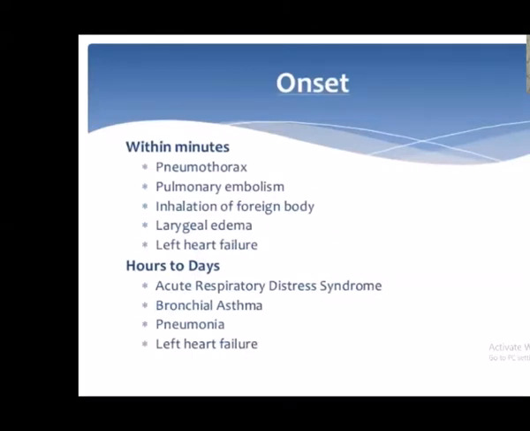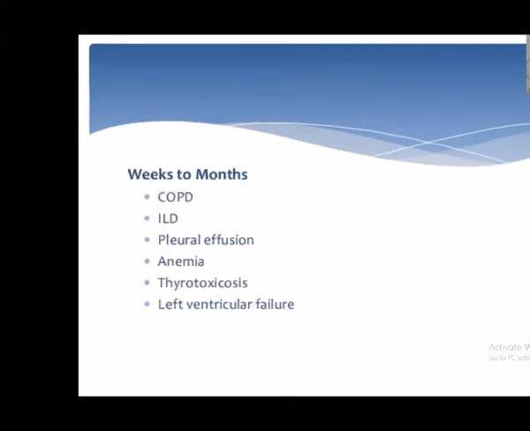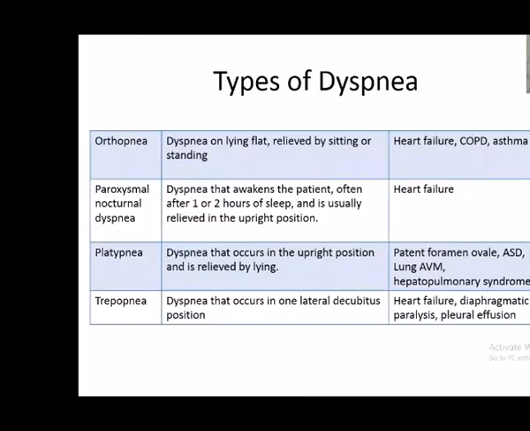The onset is very important. If it occurs within minutes, when you write sudden onset of shortness of breath, then sudden means that it is sudden. The causes are then pneumothorax, pulmonary embolism, inhalation of a foreign body, laryngeal edema, or left ventricular failure. The cause should be one of these four, five, or six causes. There can't be anything else when you write sudden. When it takes hours to develop, it could be acute respiratory distress syndrome, bronchial asthma, pneumonia, or left ventricular failure. When it develops slowly over weeks or months, then COPD, ILD, pleural effusion, thyrotoxicosis, or left ventricular failure.